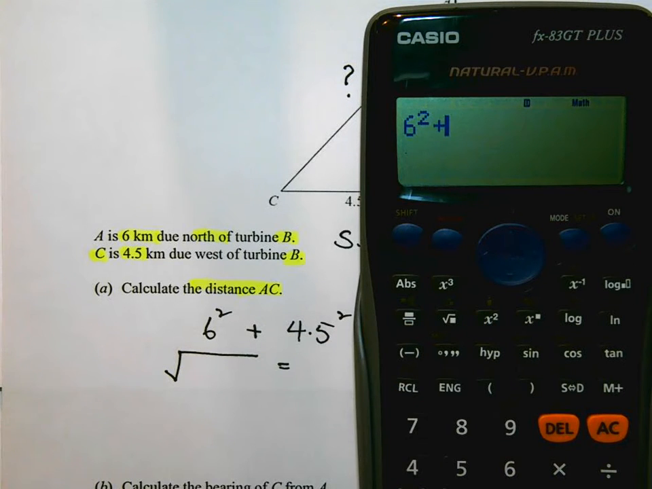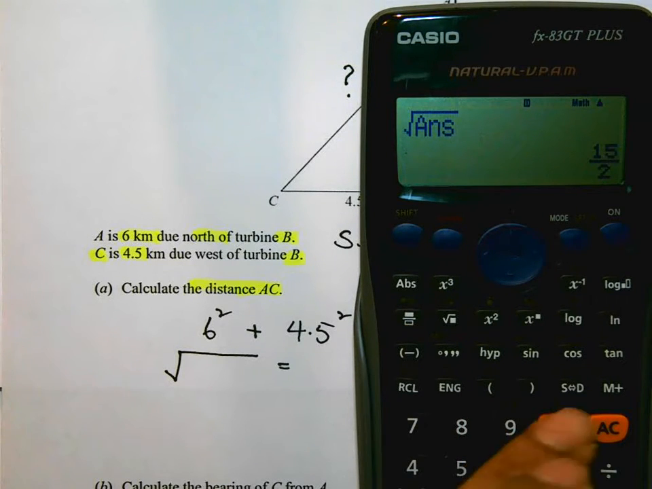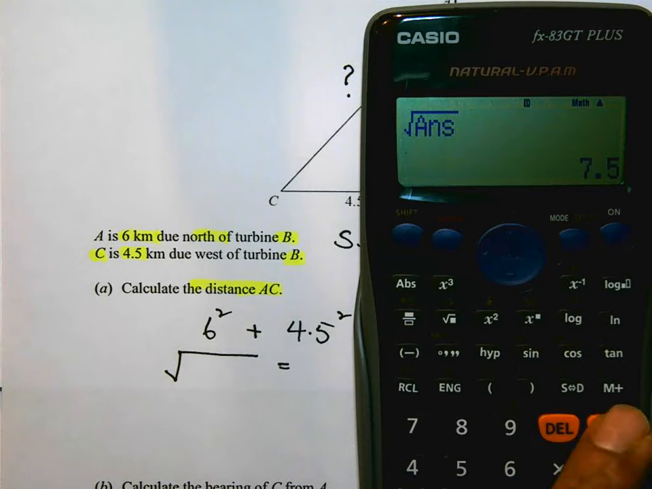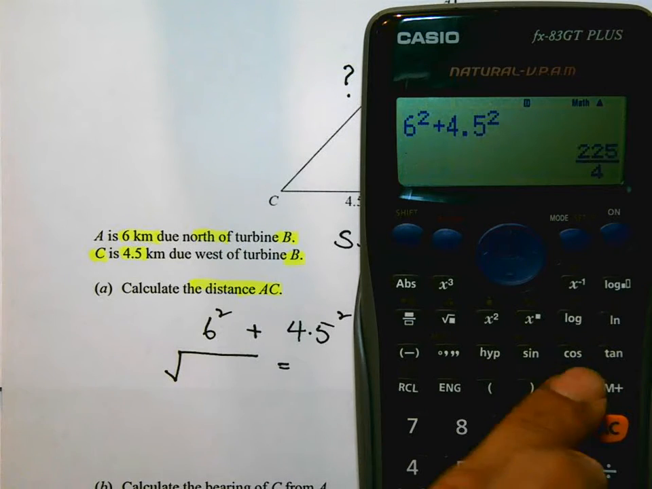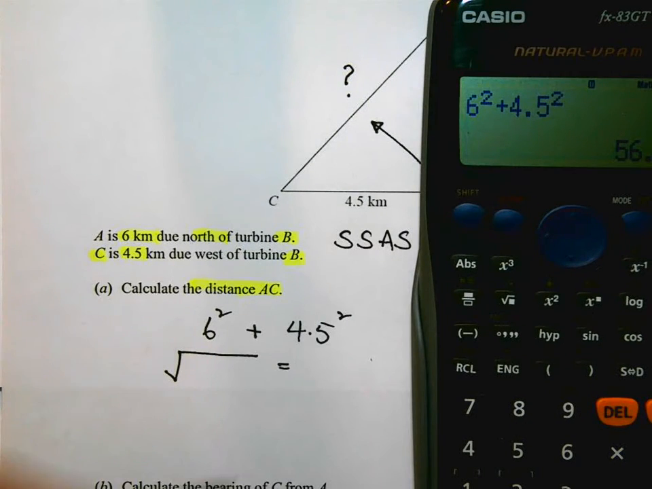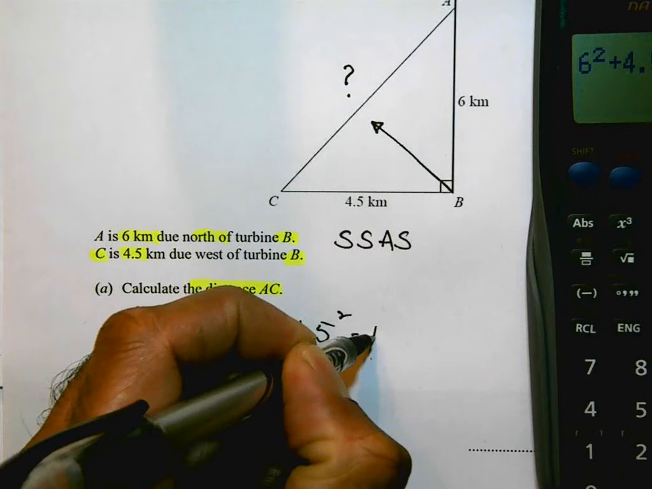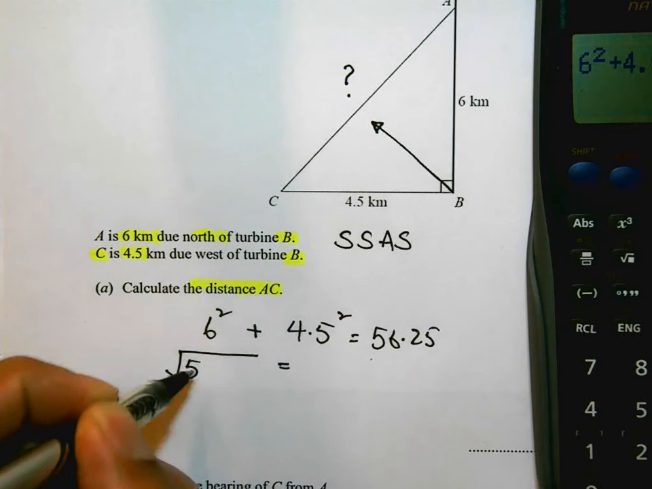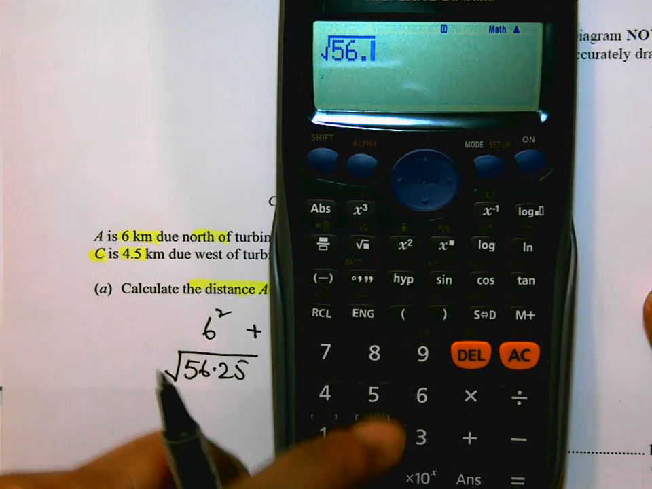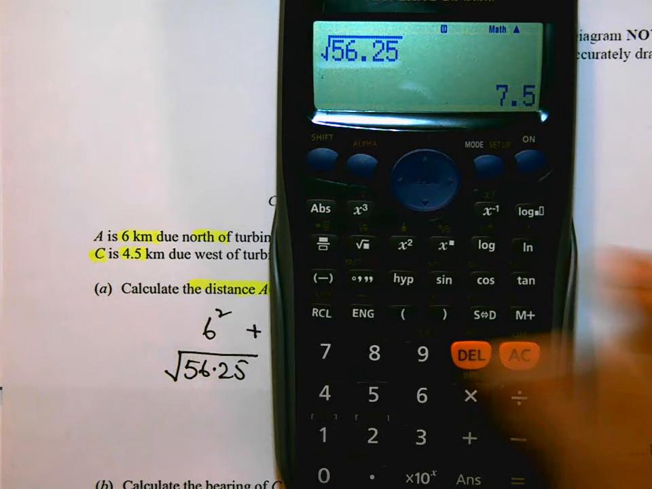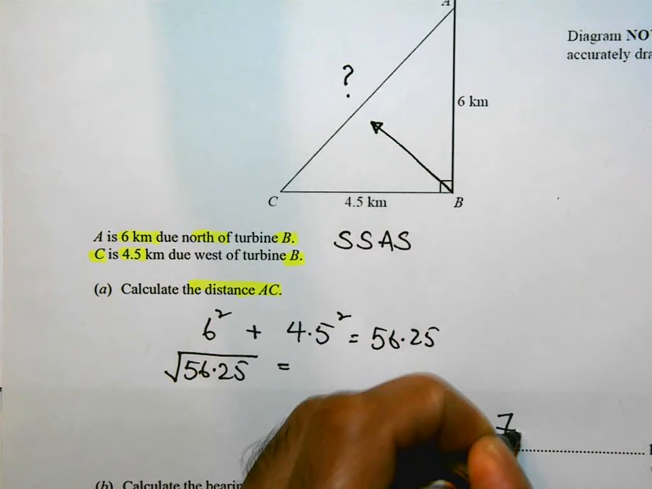That's going to be 7.5. So let's just go through that again. 6 squared plus 4.5 squared. The answer to that is 56.25. I'm going to write that down. Square root 56.25, and that gives me 7.5. I'm going to put that in the answer space, 7.5, and there's my result. Okay, this is a pretty straightforward case of using Pythagoras Theorem. You should be familiar with it, and you should be able to do it and get full marks in it.